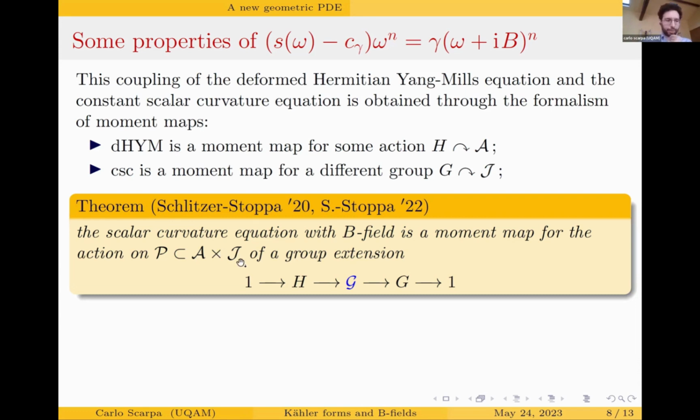Just to tell you very briefly what these actions are. Assume that the B field class is the first Chern class of some line bundle. Then the first action will be just a gauge group action on the space of connections on this bundle. Instead, for the second one, we have the group of symplectomorphisms acting on complex structures of X, and they quite naturally fit into an extension.